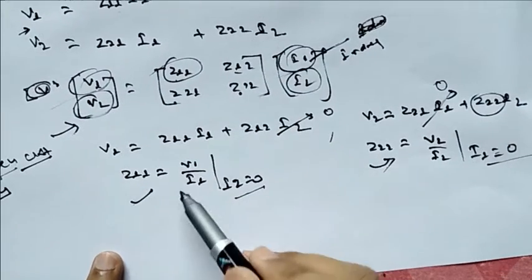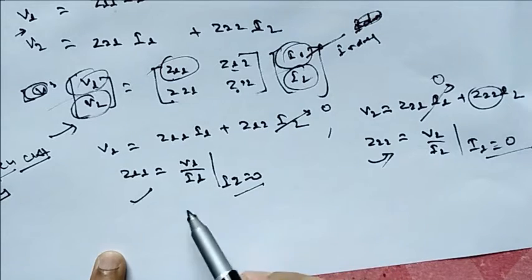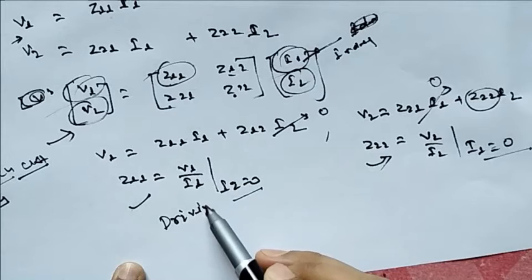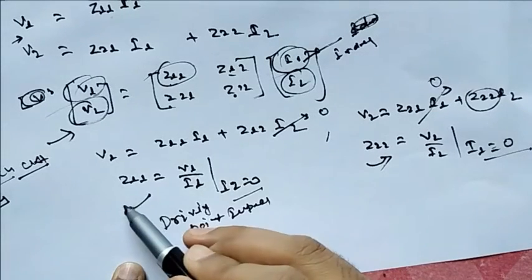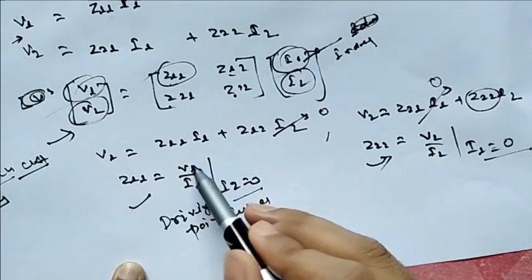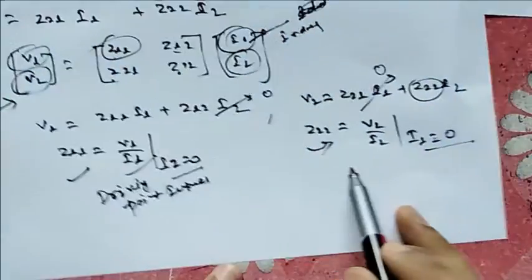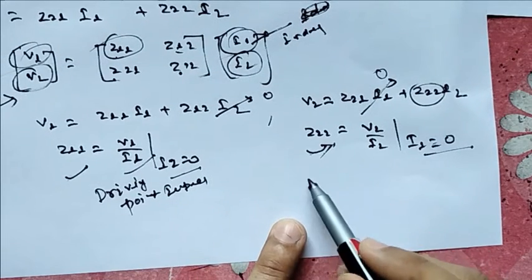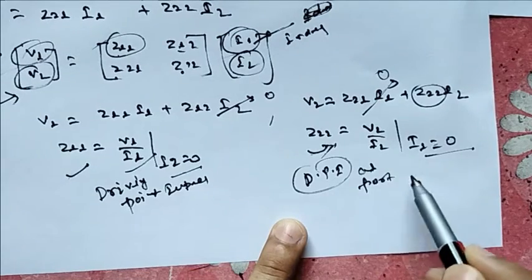Moreover, you see this is measuring the voltage and current at the same port, so this is called driving point impedance. Z11 will be called driving point impedance because it is the ratio of voltage and current at the same port. Similarly, Z22 will also be a driving point impedance at port 2.